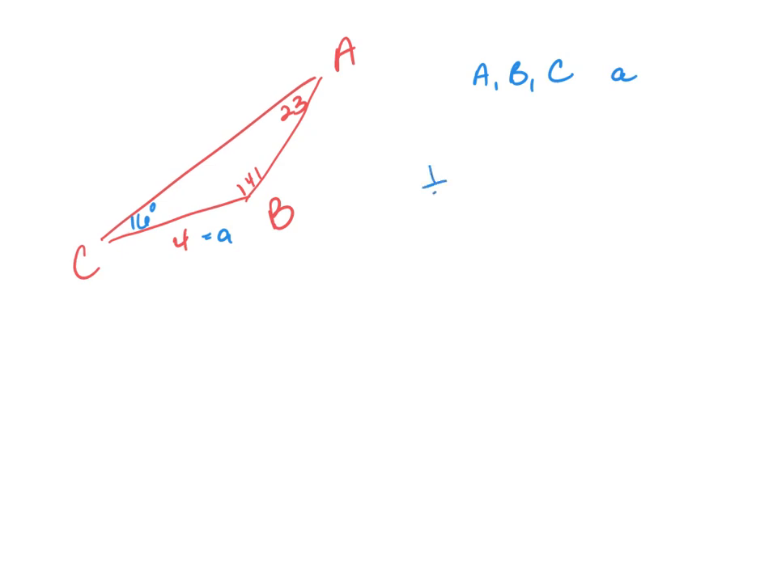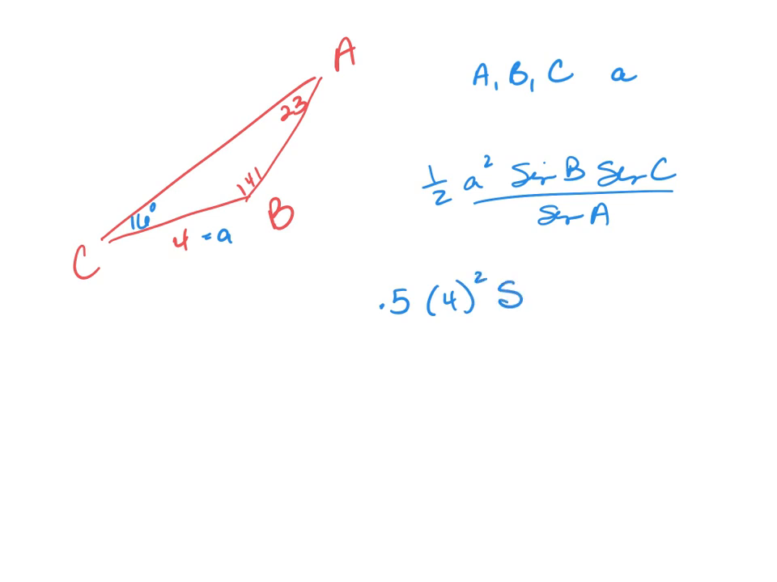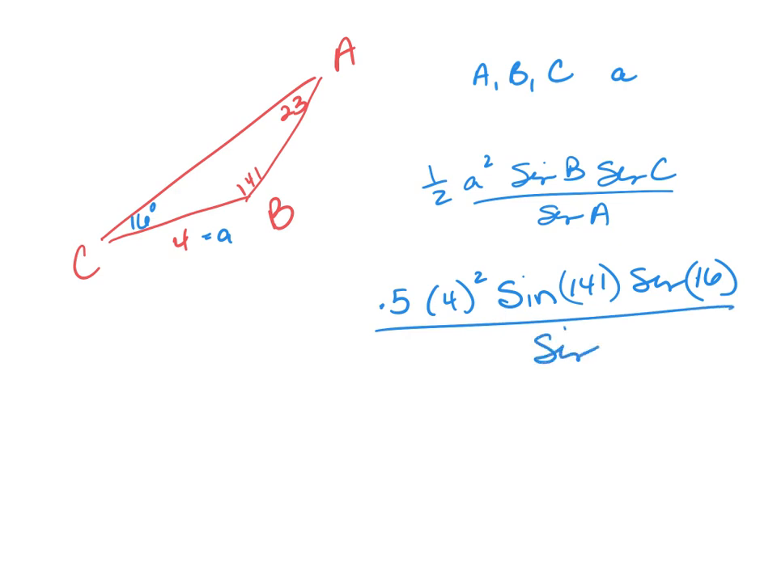So we got 1/2 a squared sine of b sine of c over sine of a. Okay? And then we just plug in the numbers. So I like putting 0.5. It's easier to key in my calculator. And then a squared would be 4 squared, he's upstairs, times sine of 141 times sine of 16 over sine of 23. Go ahead and key that in your calculator.